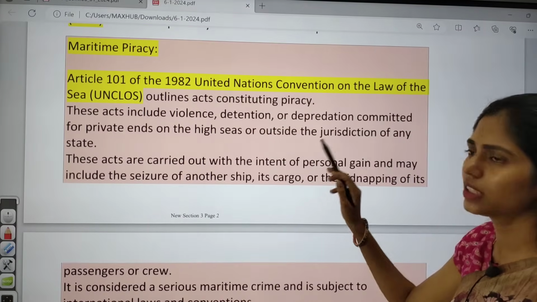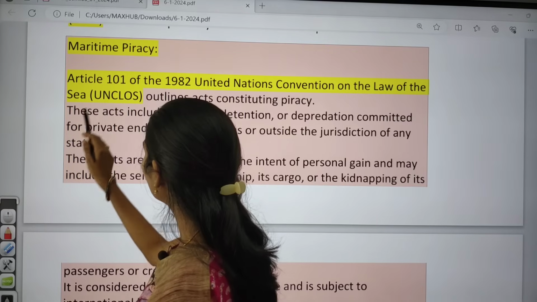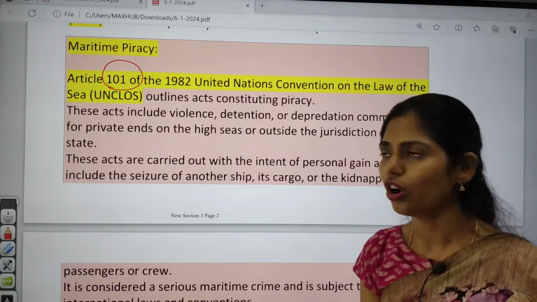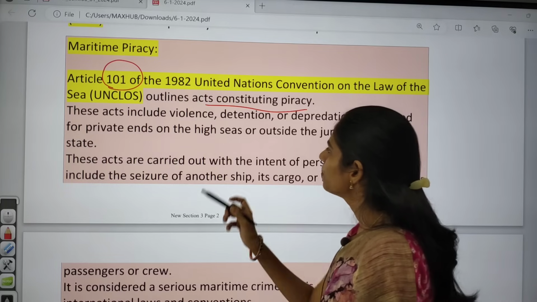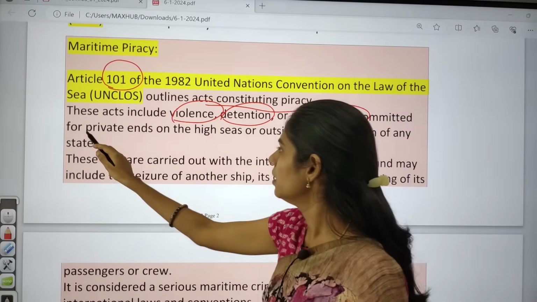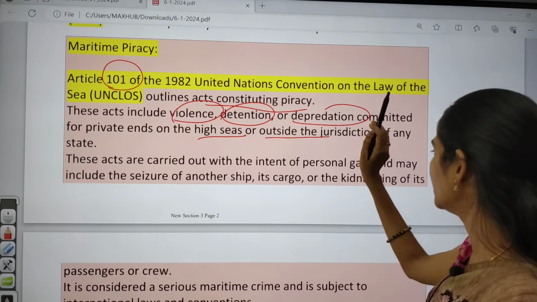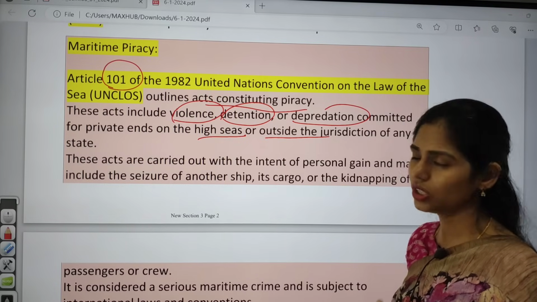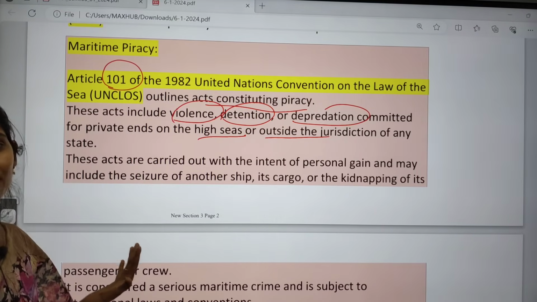Now we are talking about this term: what does maritime piracy mean? According to Article 101 of UNCLOS, that is the United Nations Convention on the Law of the Sea, it outlines what exactly piracy is. Piracy includes violence, detention or depredation committed by people for their own private ends on the high seas or outside the jurisdiction of any state. That means in the high seas and even international waters. These people come and attack ships just for their private needs.